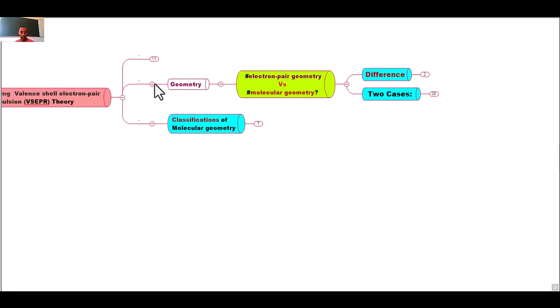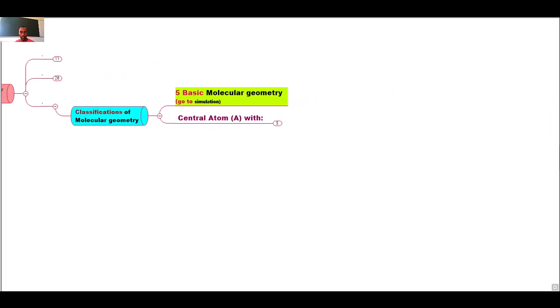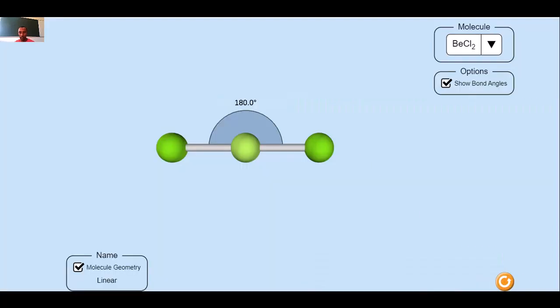And generally, for classification of electron and molecular geometries, we have 5 basic geometries. Let me explain this with a simulation. If the central atom has no lone pair, that molecular geometry is considered a basic molecular geometry, and we have 5 basic molecular geometries. The first one: if the central atom is surrounded by 2 atoms and there is no lone pair at the central atom, this molecular geometry is considered linear. Example, beryllium chloride. The angle between these two is 180 degrees.